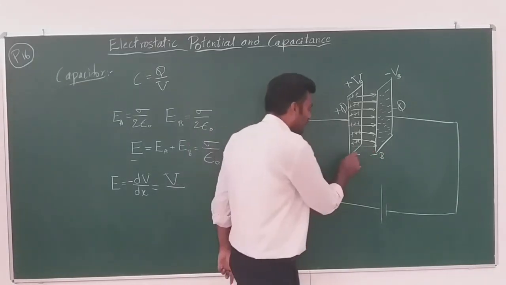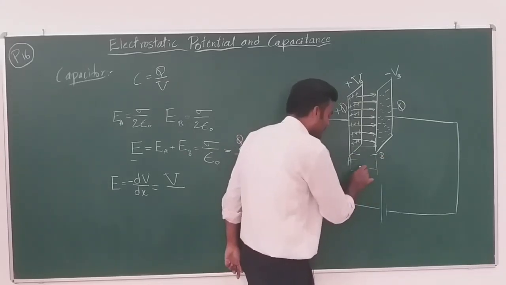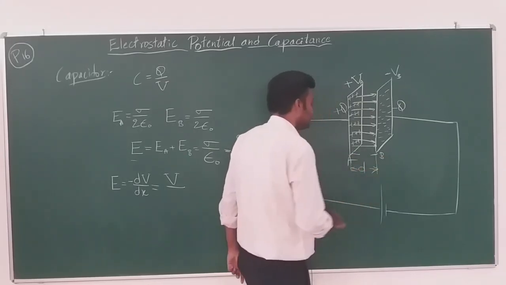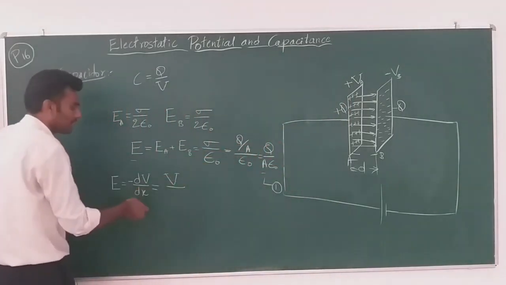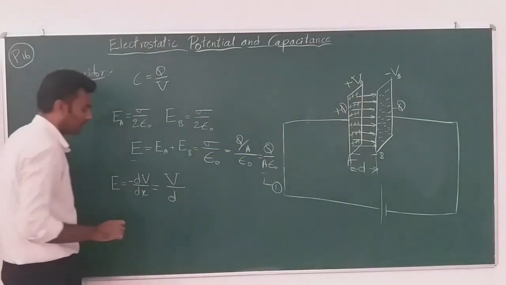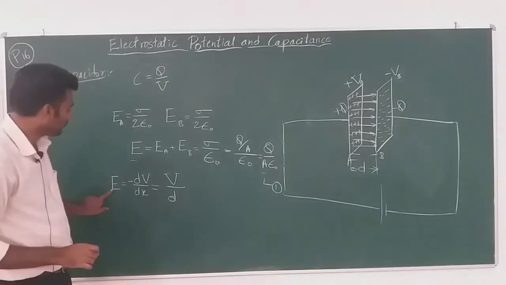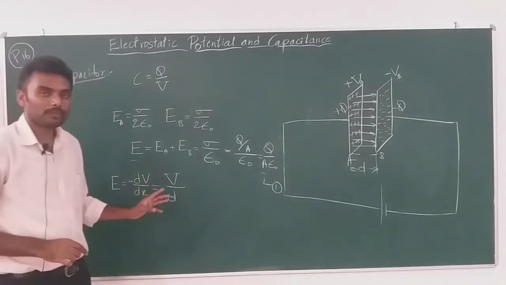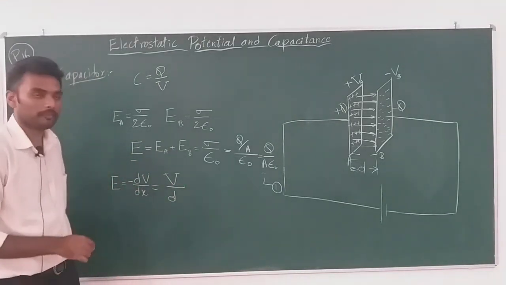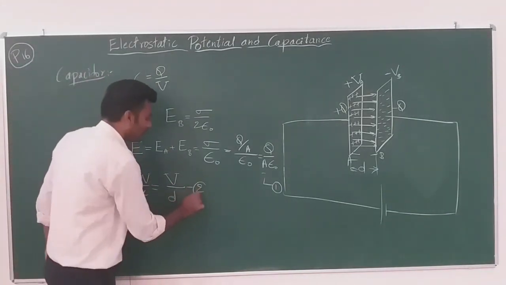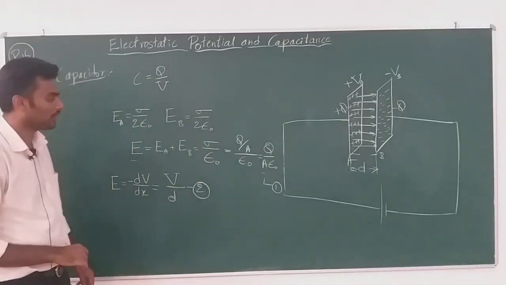Now, I will take the distance of separation between the plates as small d, and the area as capital A. And hence I got a new expression for electric field from the concept of potential difference. So E is equal to V by d. Let me call this equation 2.